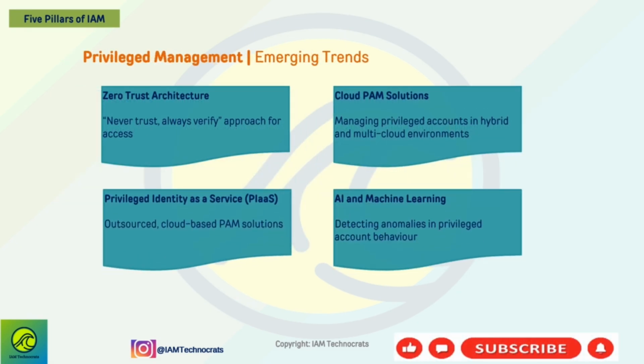Here are the emerging trends in PAM. Zero Trust Architecture: never trust, always verify approach for access. AI and machine learning: detecting anomalies in privileged account behavior. Cloud PAM solutions: managing privileged accounts in hybrid and multi-cloud environments. Privileged identity as a service: outsourced cloud-based PAM solutions.